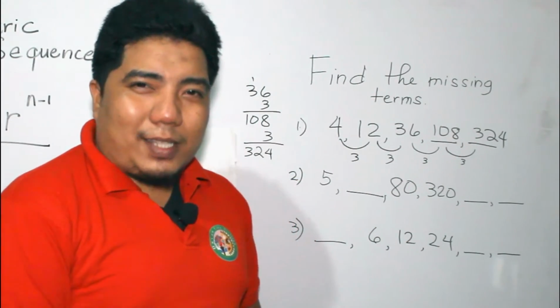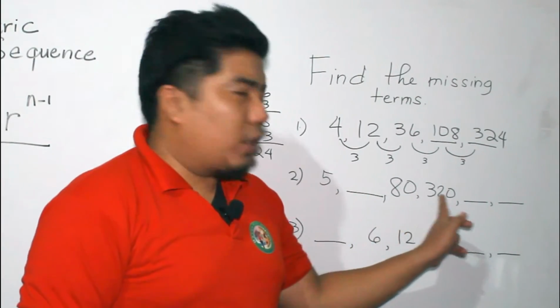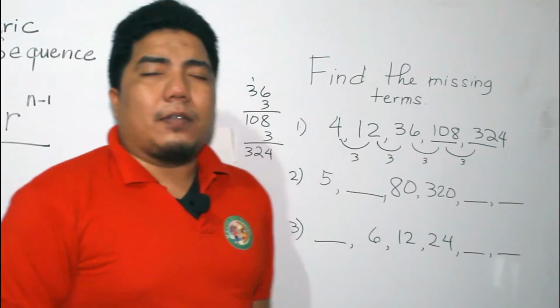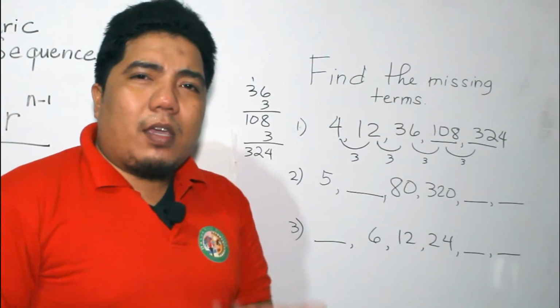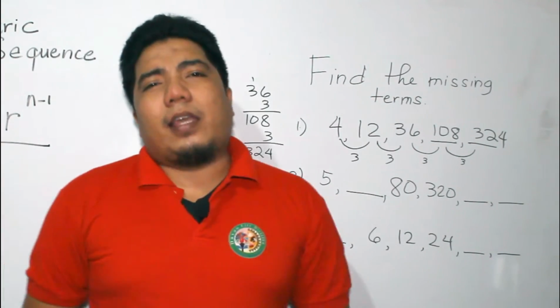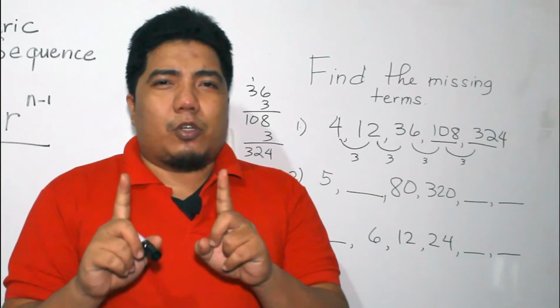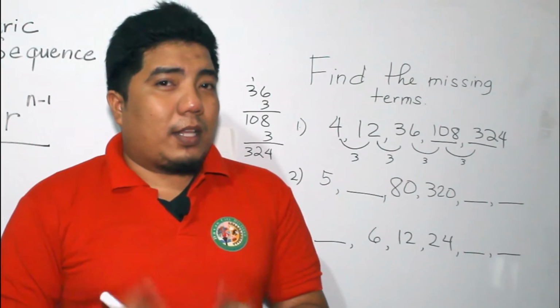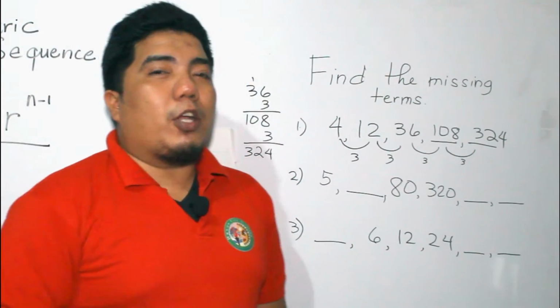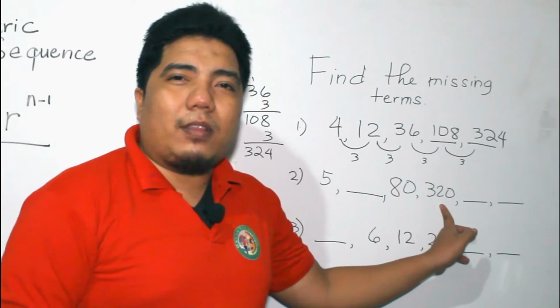Now, let us go to the second example. 5, blank, 80, 320, blank, blank. Now, it may be concerning for you that you don't know the second term. Now, the technique here is very simple. If you can find two numbers or two consecutive terms that are given, then you can use that pair to know the common ratio. Now, we have here 80 and 320.